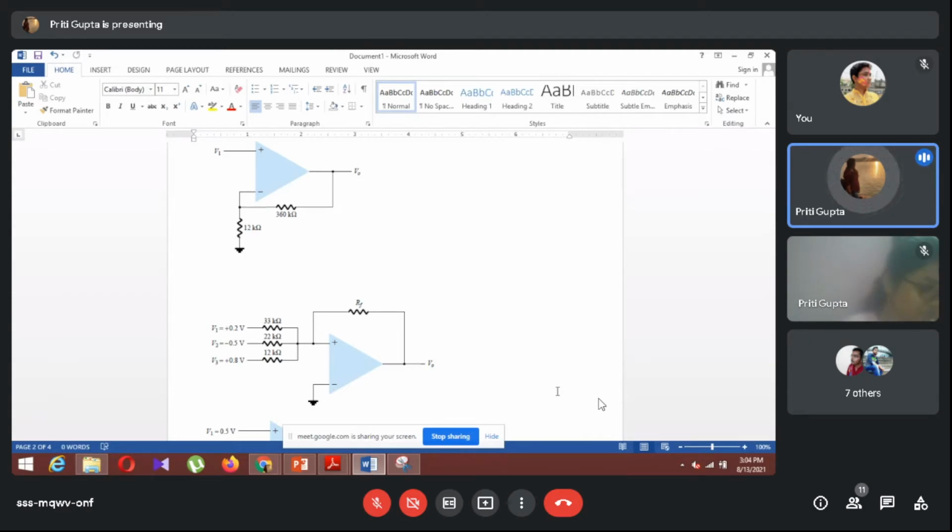See, 330 into 10 to the power 3 because it is 330 kilo ohm, okay? Then inside a first bracket, 0.2 divided by 33 into 10 to the power 3 kilo ohm, minus. There is a minus symbol. This is minus 0.5 volt. So minus 0.5 divided by 22 into 10 to the power 3, plus 0.8 divided by 12 into 10 to the power 3. Sorry. Oh, you have 12. Here I have taken 11.